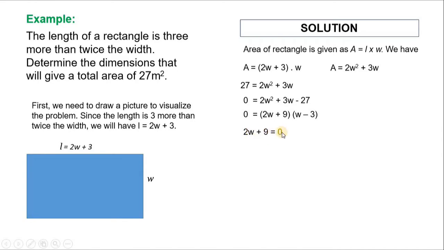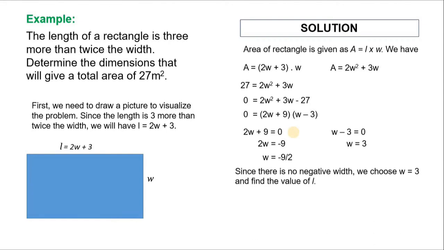We have 2W plus 9 equals 0, and 2W equals negative 9. We transpose positive 9 to the right side. Then we divide it by 2. So W is equal to negative 9 over 2. And the other factor I have is W minus 3 equals 0. Transpose the negative 3 to the right side. They have W equals 3.